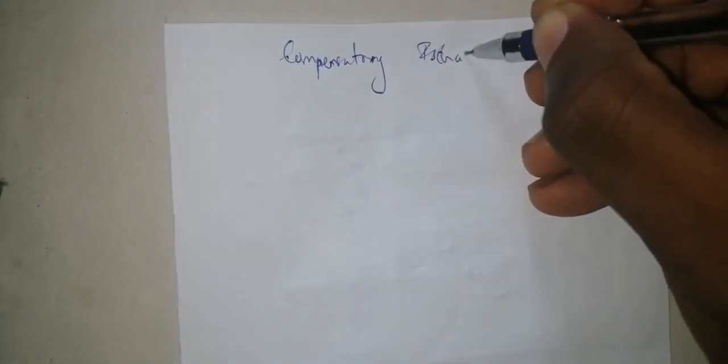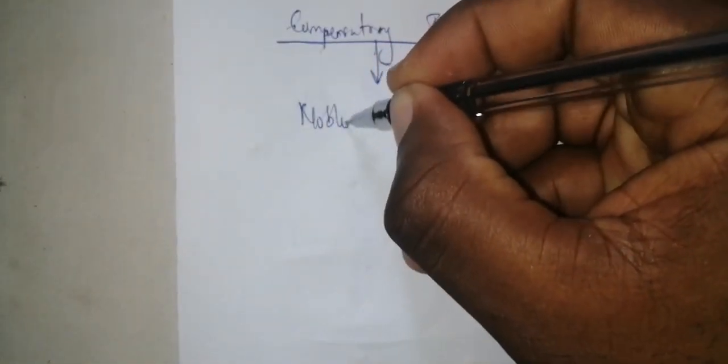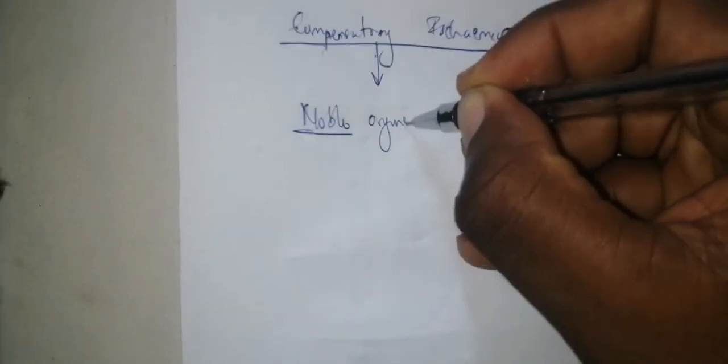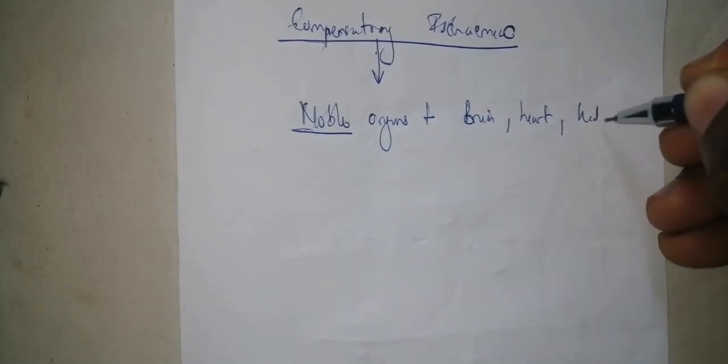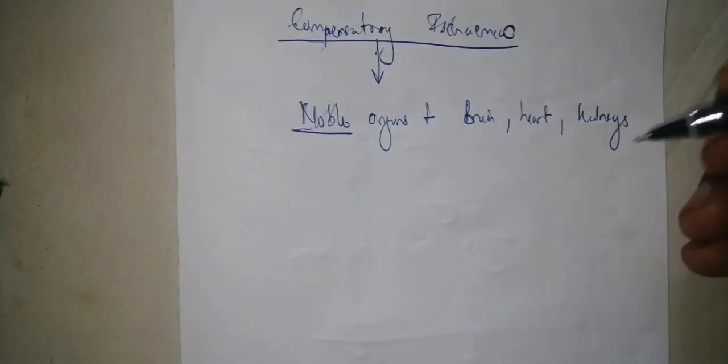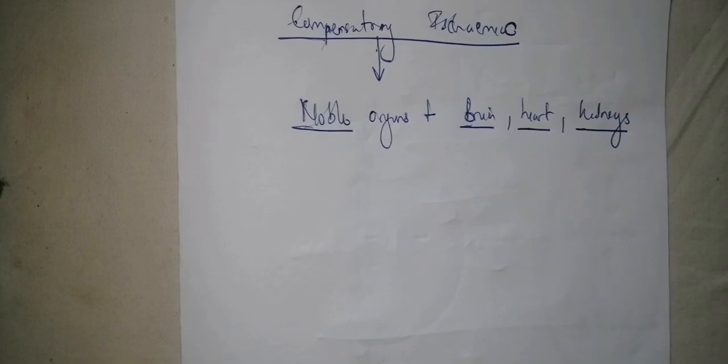Now, let's start with the compensatory ischemic mechanism, from hypoxia to compensatory ischemic mechanism. For this mechanism, the first point is that the body is going to try to supply the noble organs. These noble organs are the brain, the heart, and the kidneys. So when you have hypoxemia, the body tries to supply the brain, the heart, and the kidneys at the expense of the other organs.